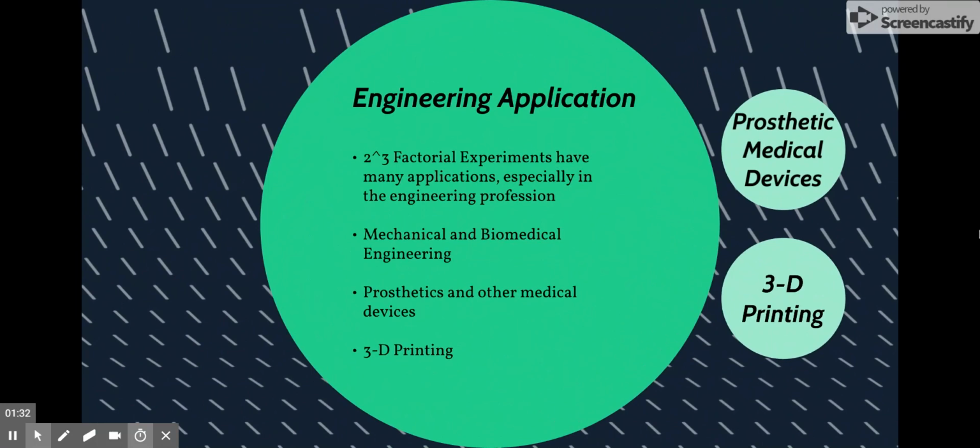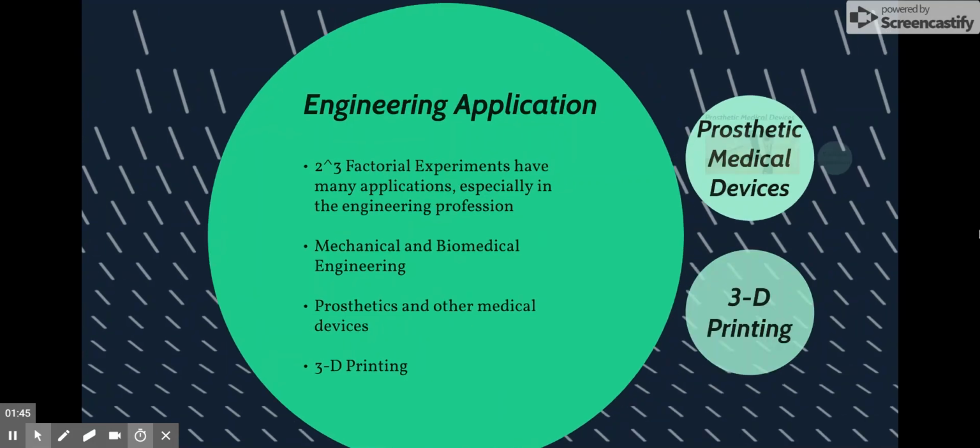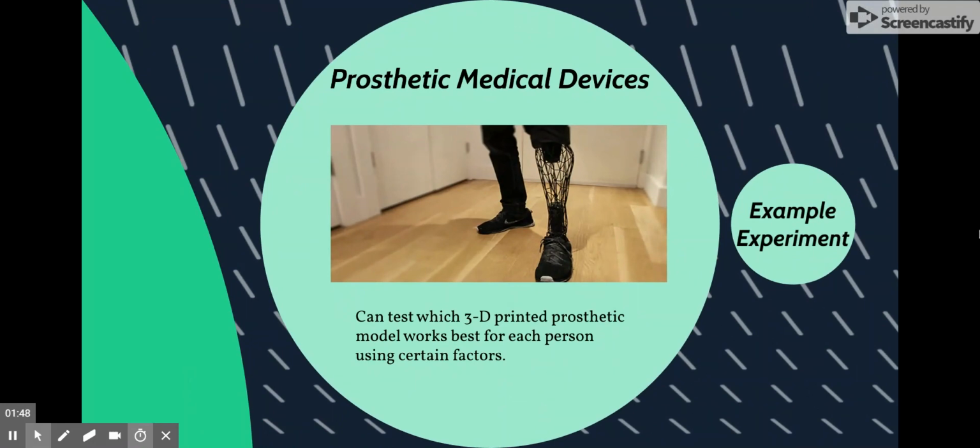So for the engineering application, I'm going to be looking at mechanical and biomedical engineering because that's what I'm majoring in. So I'm going to be looking more specifically at prosthetic medical devices and 3D printing. For prosthetic medical devices, you can test which 3D printed prosthetic model works best for each person using certain factors. In the field of biomedical engineering, many prosthetic limbs or other medical devices need to be made and tested in order to save people's lives or make them more convenient and improve quality of life overall.